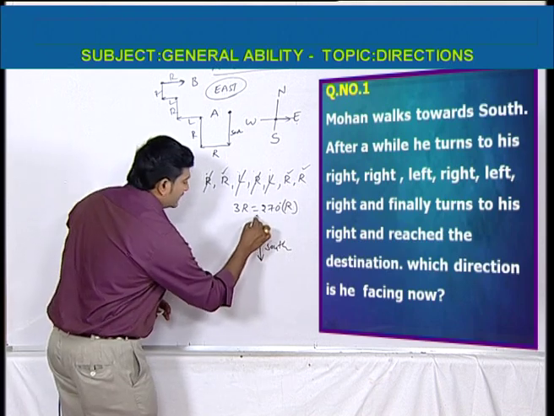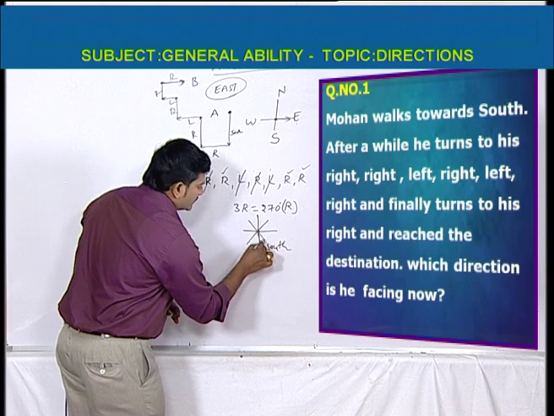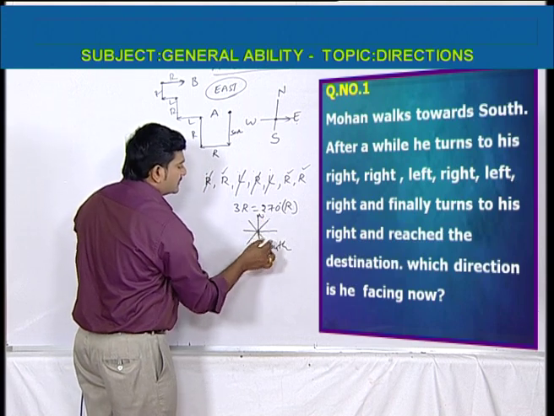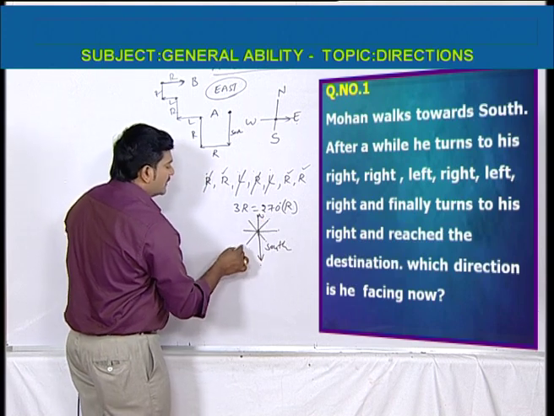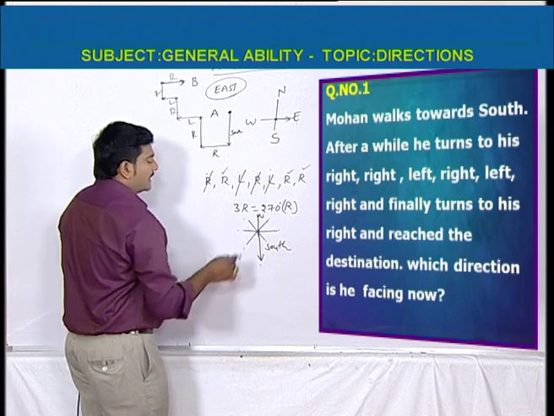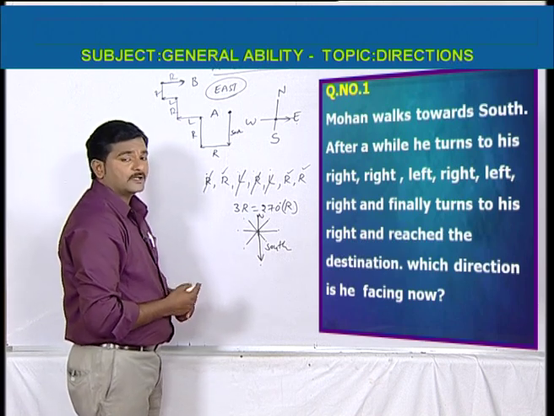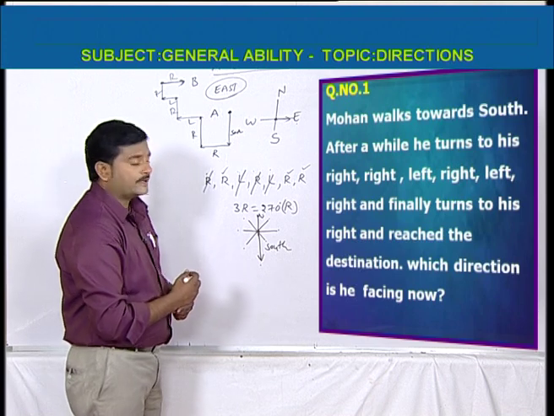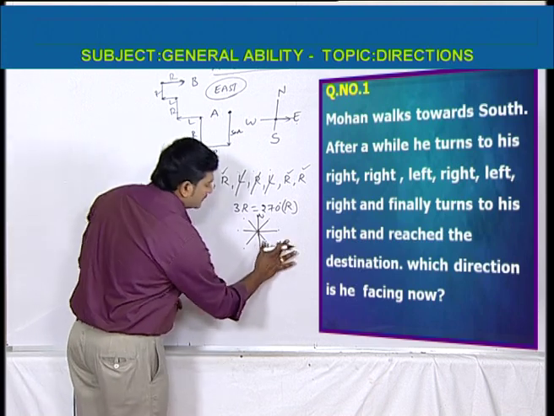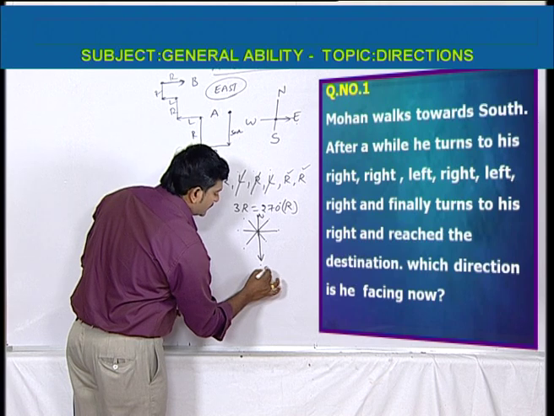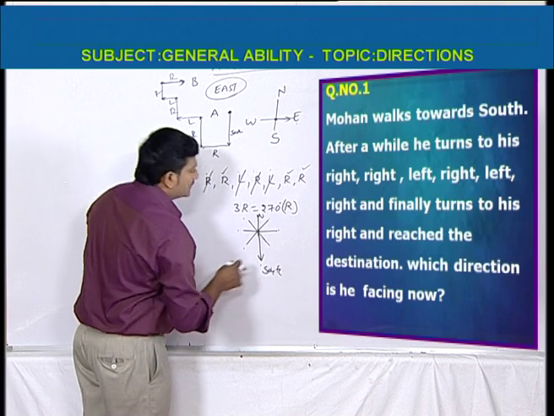So here, roughly take the diagram, complete with directions. North is here, and northeast, east, southeast, south, southwest, west, and northwest, all 8 directions. There are 4 main and 4 cardinal directions. Now think that this is the south direction. Mohan is walking towards the south direction.